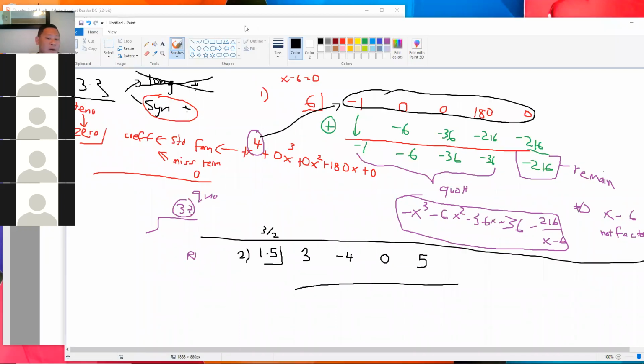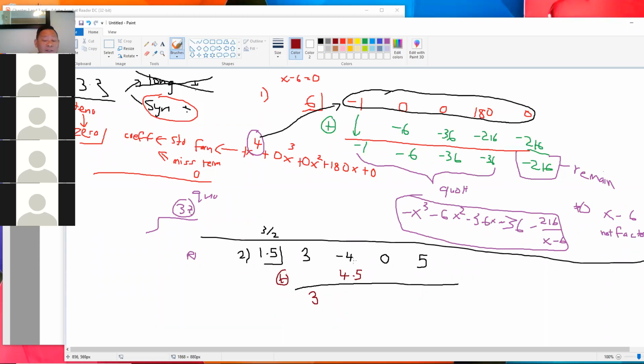Okay. So anyone know what to do first once you've got this set up? Correct. What do you do with the 3? You drop it, right? Can someone tell me what to do next? Multiply by 1.5, or 3/2. So what's 3 times 1.5? 4.5. And what do you always do with these two numbers? You always add them, not subtract, because when you divide, you always subtract those numbers, right? This one is add, special.